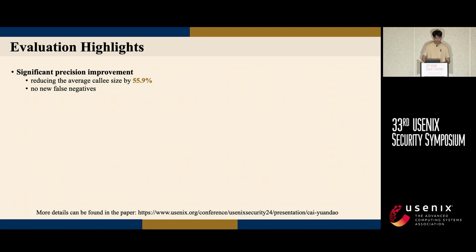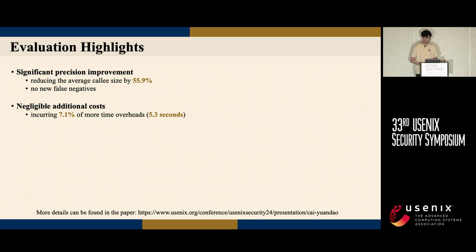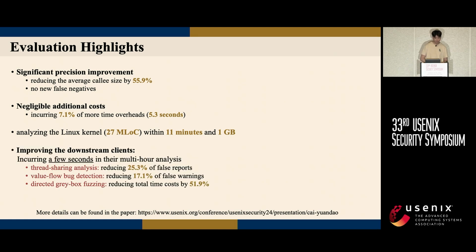The result shows that in terms of precision, it can reduce the average callee targets by 55% compared with the existing work and introduce no false negatives. It also only incurs 7% of the time overhead compared with the existing work. For example, while analyzing the Linux kernel with 27 million lines of code, we can finish the analysis in 11 minutes with 1 GB peak memory. And in terms of the downstream applications, the result shows that the call graph can significantly improve these applications while only incurring a few seconds of time overhead.